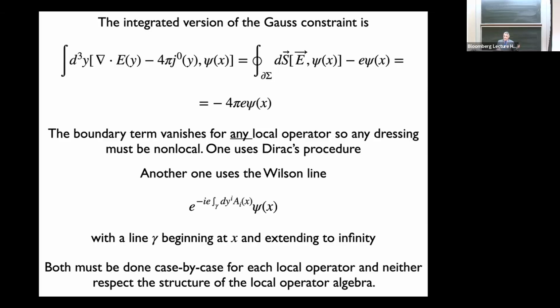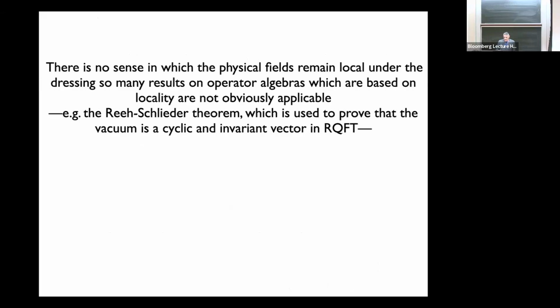Neither of the two, neither the Dirac nor the Wilson, really respect the structure of the local operator algebra. We have an algebra, some properties in which some operators commute and some don't. What happens when we dress them? We don't know. So there is no sense in which the physical fields remain local under the dressing.